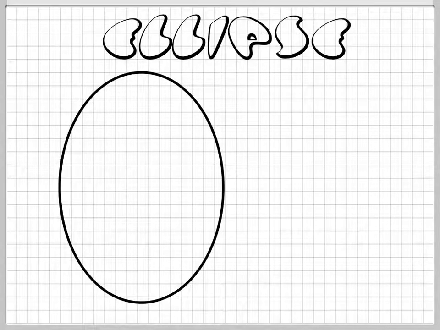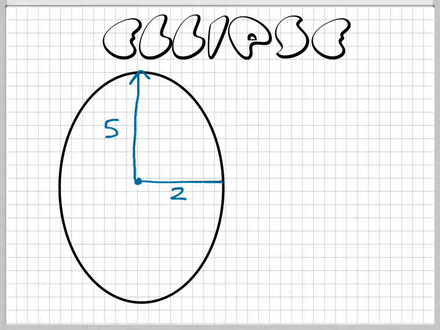Well, let's put our center right here. We're going to write an equation for this one. I'm going to give you the length of half of the major axis. We're going to say that this is 5. And half of the minor axis, we're going to say this is 2. So how would we write an equation for this?